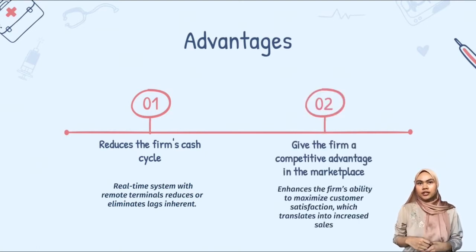The second advantage is to give the firm a competitive advantage in the marketplace. By maintaining current inventory information, sales staff can determine immediately whether the inventories are on hand. This enhances the firm's ability to maximize customer satisfaction, which is translated into increased sales. In contrast, batch systems do not provide salespeople with current information. As a result, a portion of the order must sometimes be back ordered, causing uncertainty for the customer.